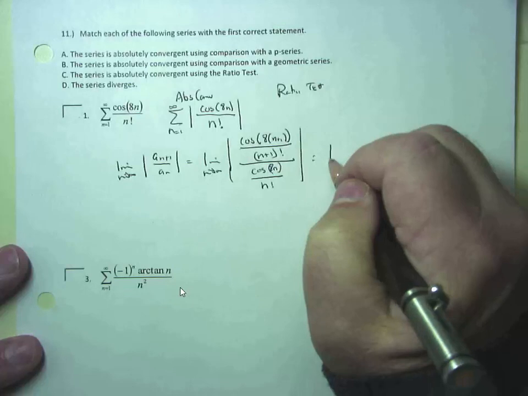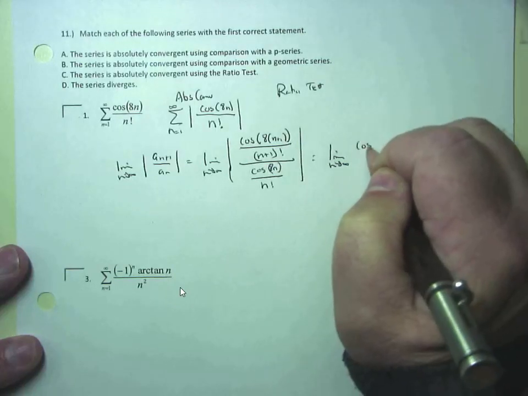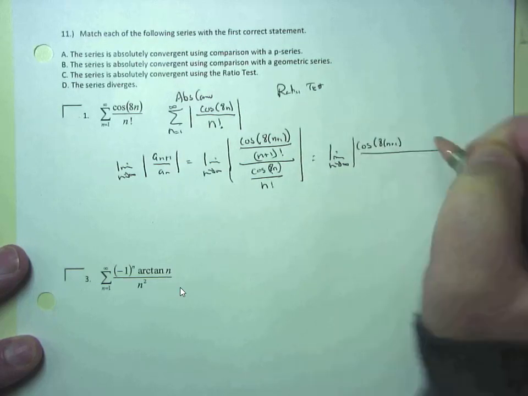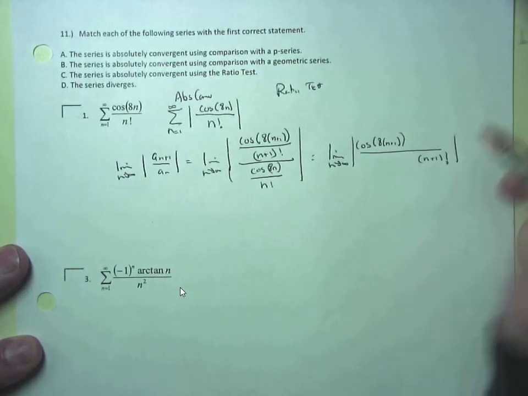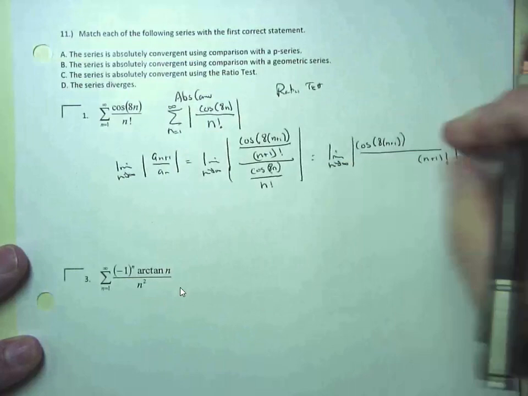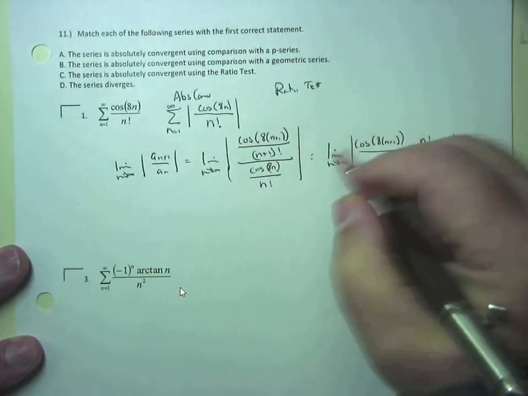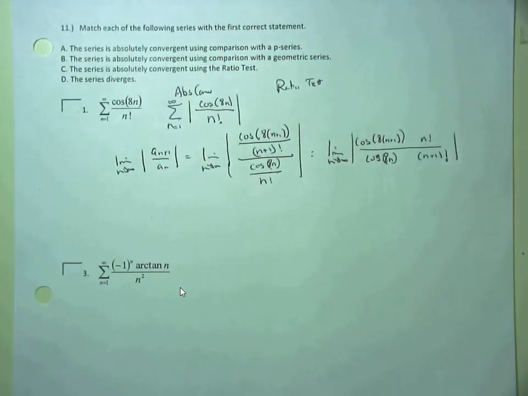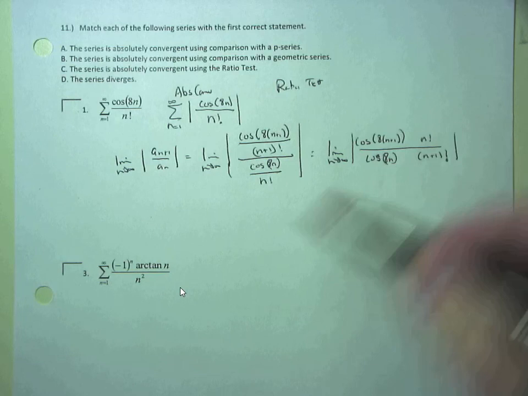So this is equal to the limit as n approaches infinity of the cosine of 8(n+1) divided by (n+1) factorial. Notice what I do: I take my numerator fraction and spread them out, and then invert multiply, so the n factorial shows up on top and the cosine of 8n shows up on bottom. Now here's my problem. How am I going to clean up this mess? Factorials, remember, ratio test.